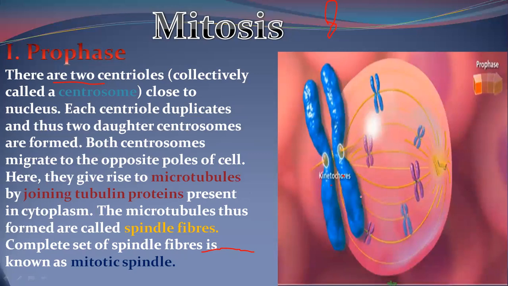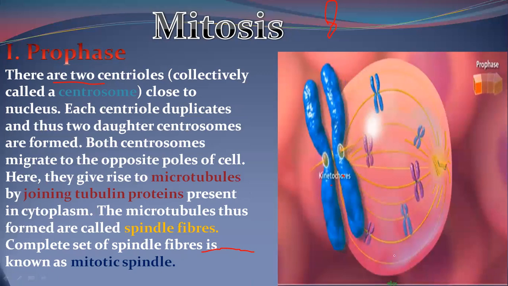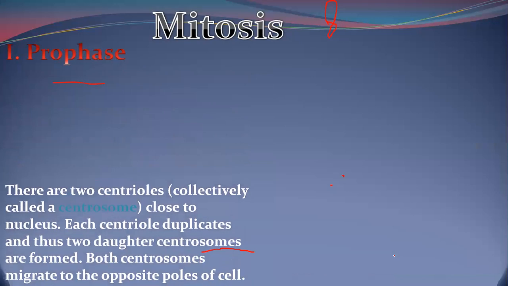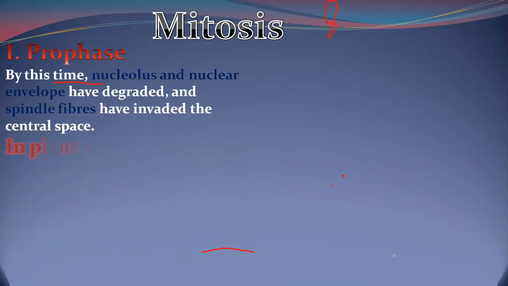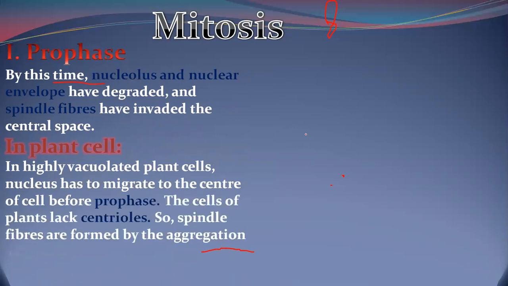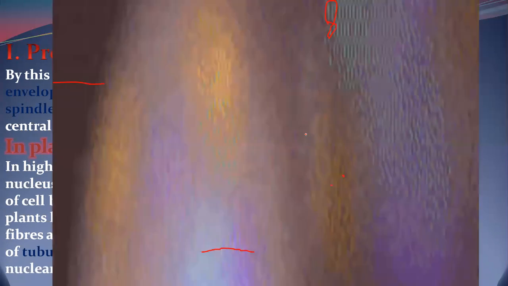So a complete set of spindle fibers, this whole complete set of spindle fibers, is called the mitotic spindle, because that is used for the process of mitosis. That's what is called mitotic spindles. So by this time, this is late prophase, where the nucleolus and nuclear envelope have degraded.